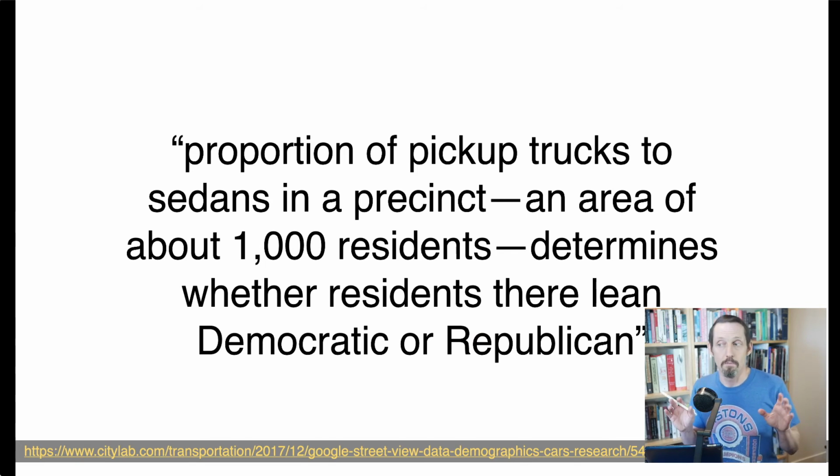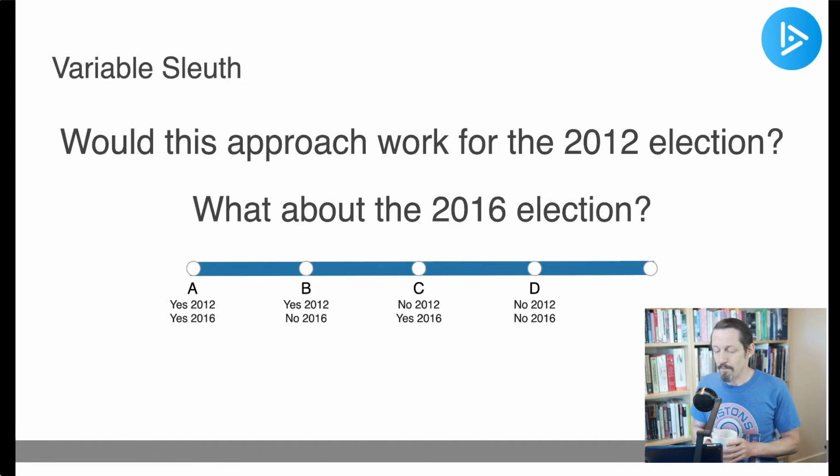Some little machine learning magic I don't have the knowledge or time to go into can pick out whether something is a pickup truck or a sedan. And I grew up in a place with an awful lot of pickup trucks, and I now live in a place with very few. So, little quick question to you. Do you think that this approach that was trained on one election would work on a very different one?